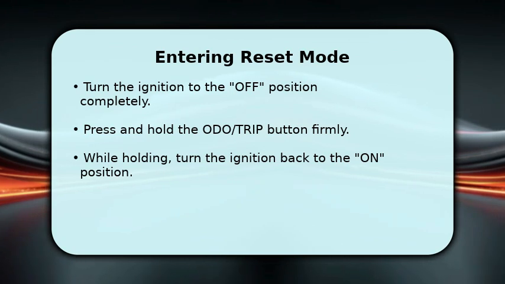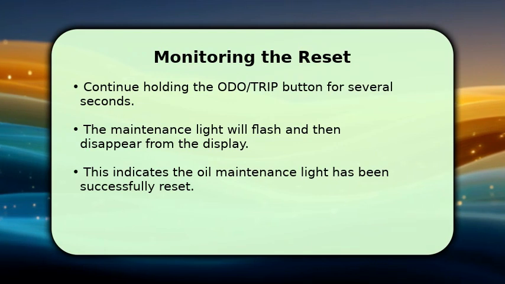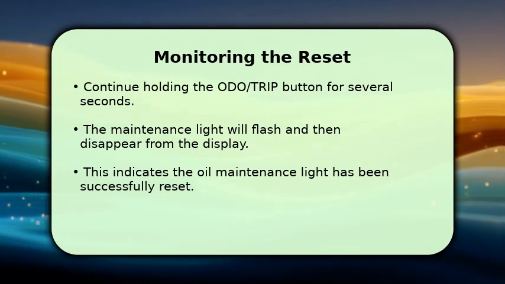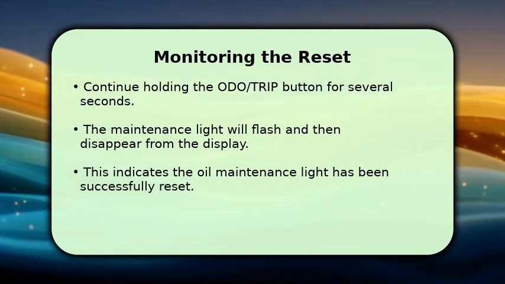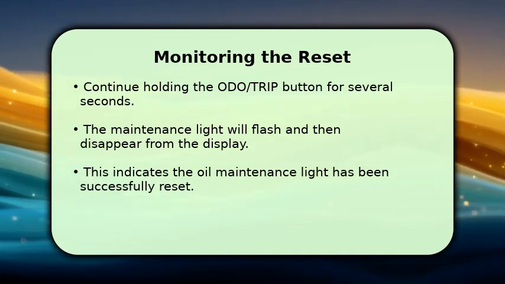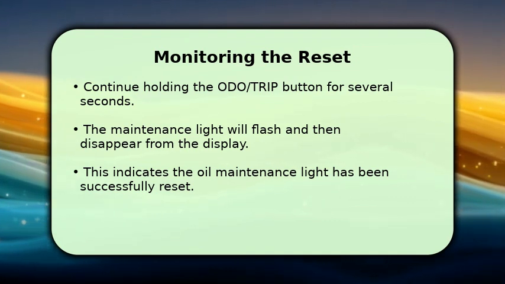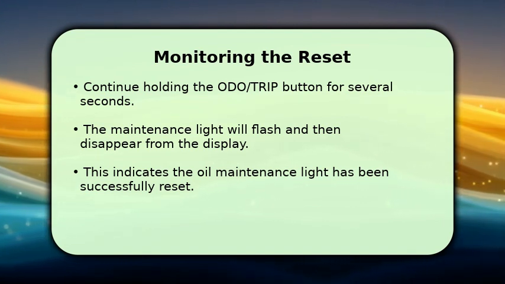You're doing great so far. As you continue to hold the ODO/trip button, observe the instrument panel. The maintenance light, which indicates your oil change is due, will begin to flash. Keep holding the button until this light disappears completely from the display. This flashing and subsequent disappearance confirms that the oil maintenance light has been successfully reset.